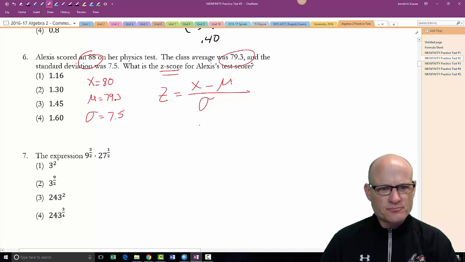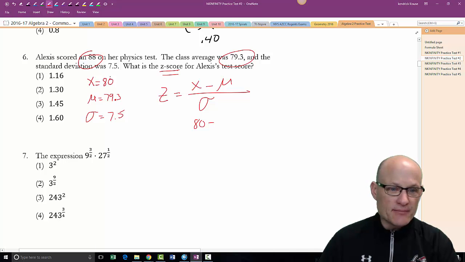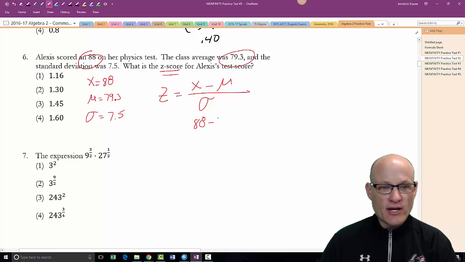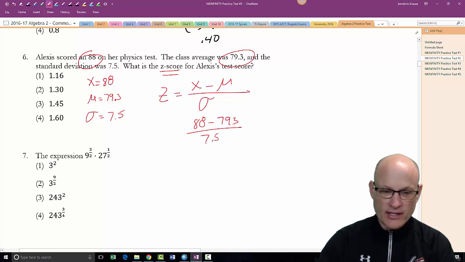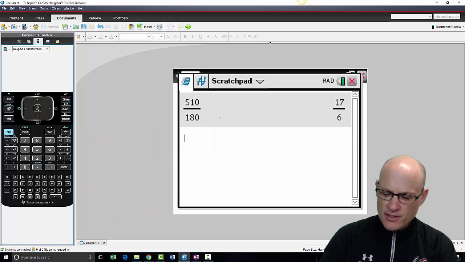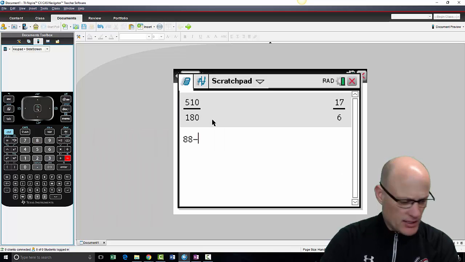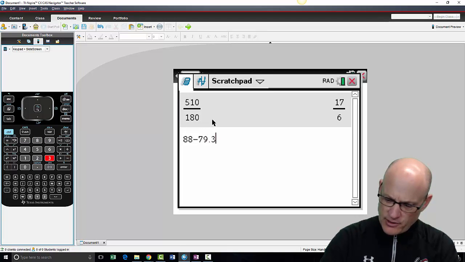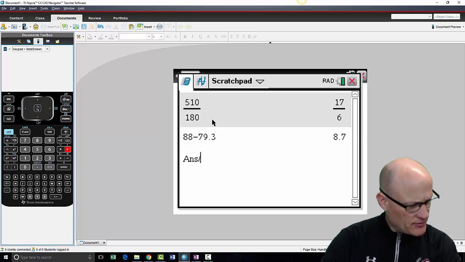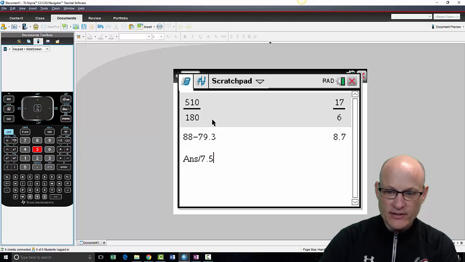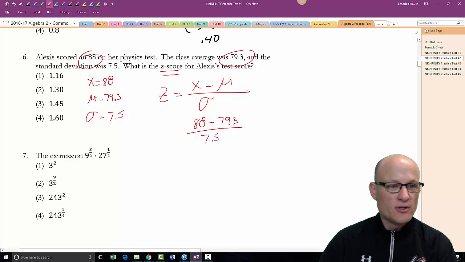So we just take 88, and we subtract off 79.3, and we divide by 7.5. I'm not sure at all what that is, so we're going to go over to the calculator. 88 minus 79.3, enter, divided by, not times, but divided by, was it 7.5? 7.5. I get a Z-score of 1.16. There she is, kids, 1.16.